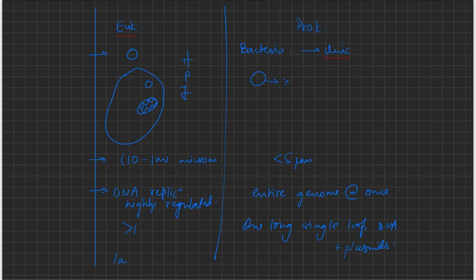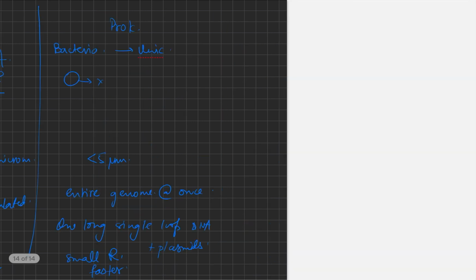In eukaryotes large ribosomes, in prokaryotes small ribosomes. Growth rate in eukaryotes is slow. Growth rate in prokaryotes is faster. Organelles in eukaryotes are membrane bound and absent in prokaryotes.